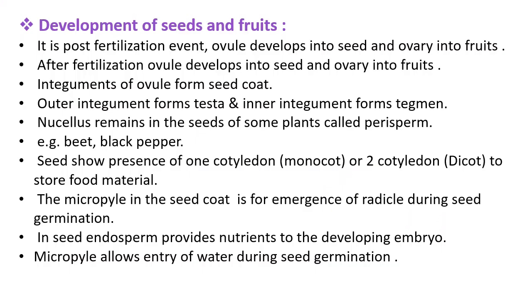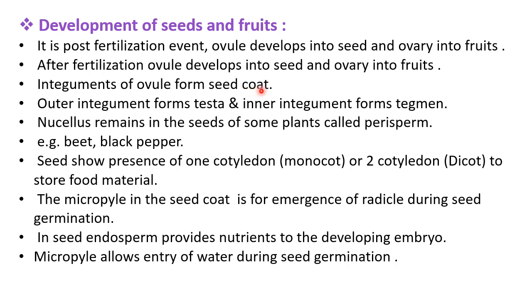Now we will study the development of seed and fruits. It is one of the post-fertilization events in angiosperms in which ovule develops into seed and ovary develops into fruits. The integuments of the ovule form the covering of the seed called the seed coat.